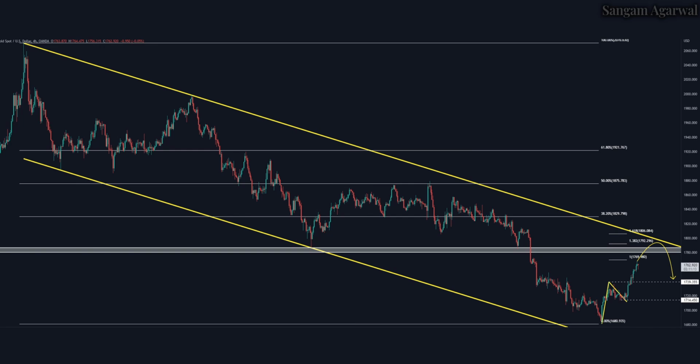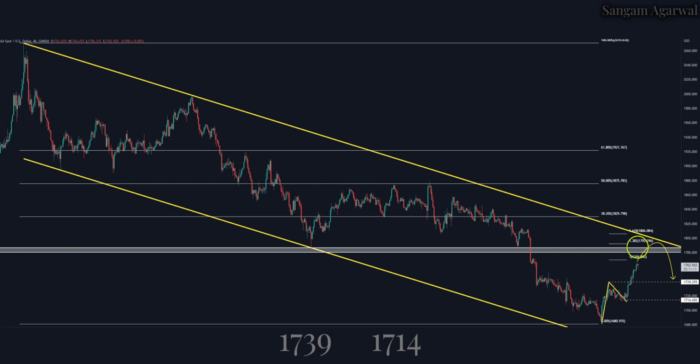First we have this horizontal resistance and this trend line as dynamic resistance, and our support, if price retraces back, is 1739 and 1714, which was the low before FOMC. Since then gold price has been going up, and after GDP it went up again. Maybe these sellers are waiting for a retest of this resistance.